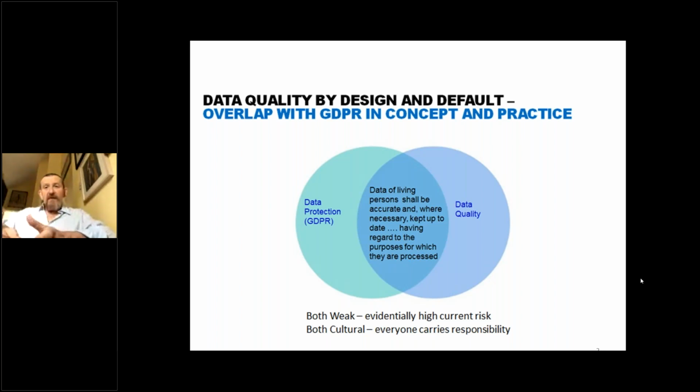Not only are there general overlaps, there are actually quite specific overlaps between data protection and data quality. There is a Venn diagram and a sweet spot in the middle where, and this is a quote from GDPR, one of the principles is that data of living persons shall be accurate, up to date and fit for purpose, which clearly is data quality. So there is a hard overlap there. They both have their own areas as well aside from that, but there is a common point to focus on.